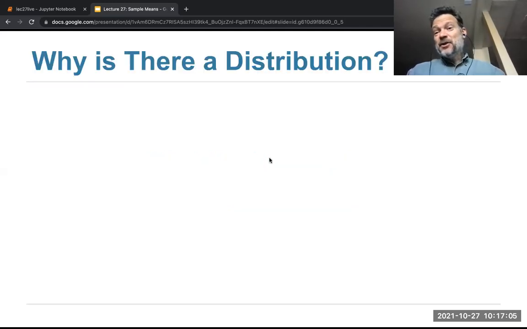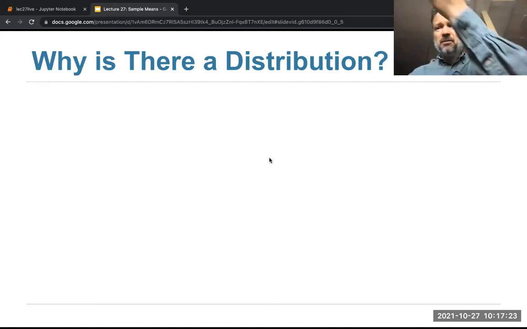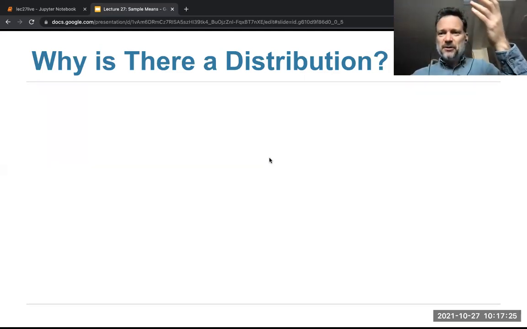Okay, so the central limit theorem. One of the things that many people find odd or confusing or strange about this is that it talks about the distribution of the sample mean. And your first reaction might be, distribution? What do you mean distribution? I've got a sample sitting in front of me and it's got a mean, that's a number. Why is there a distribution?